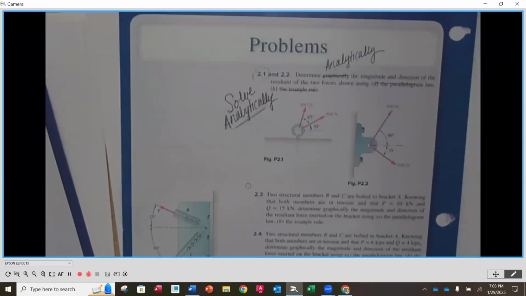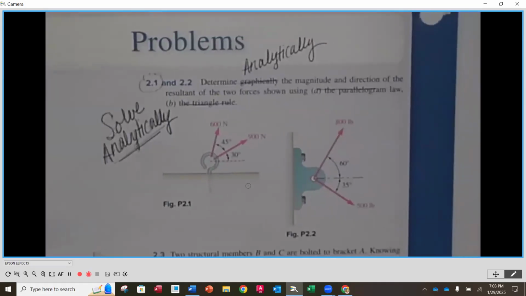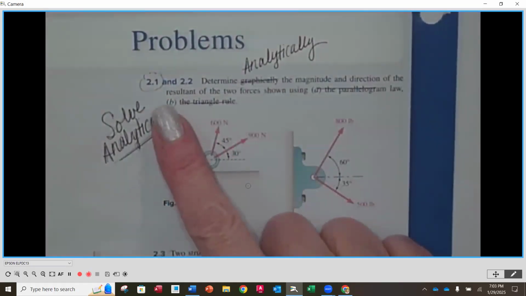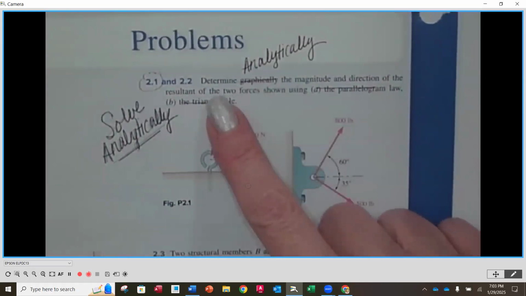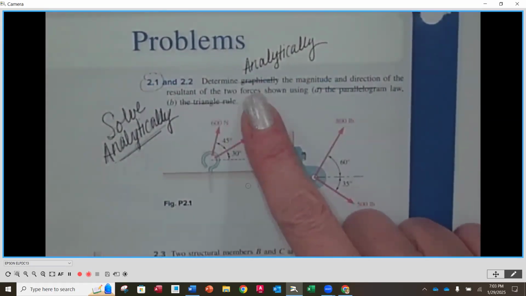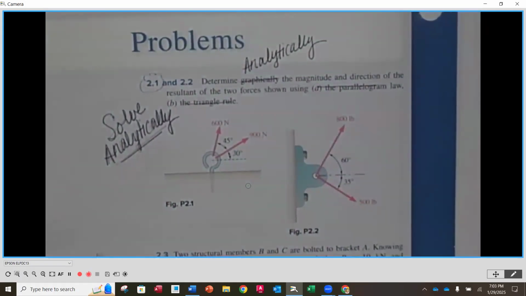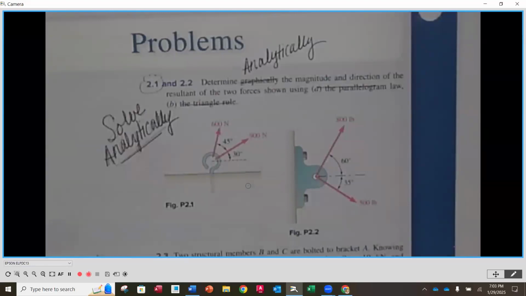Okay, problem 2.1 is the first problem here. As you recall, we said we are going to be doing 2.1 analytically. The problem statement says, determine graphically the magnitude and direction. I want you to draw a sketch of how you would graphically do that, but then you're going to solve for the numbers using the sine or the cosine law, all right?